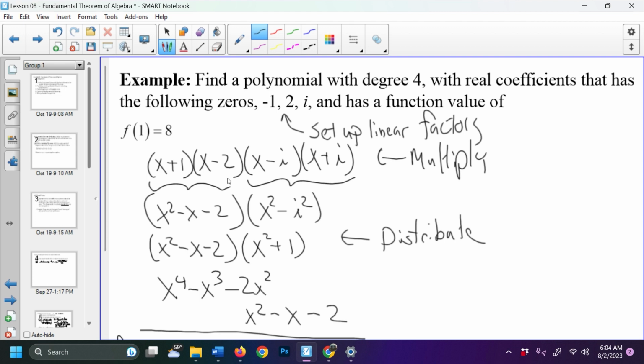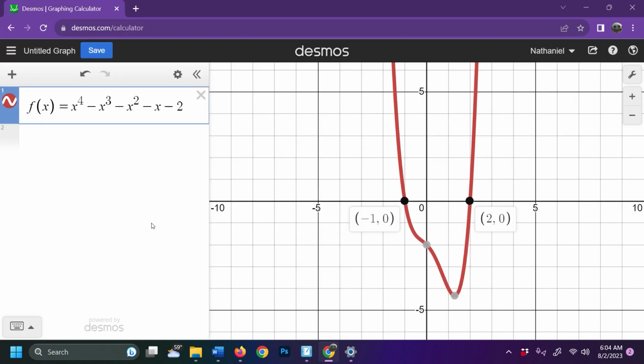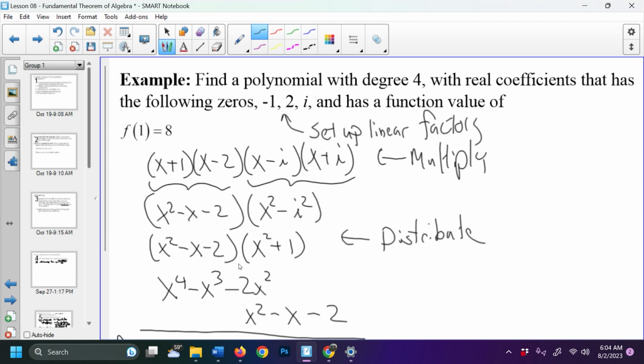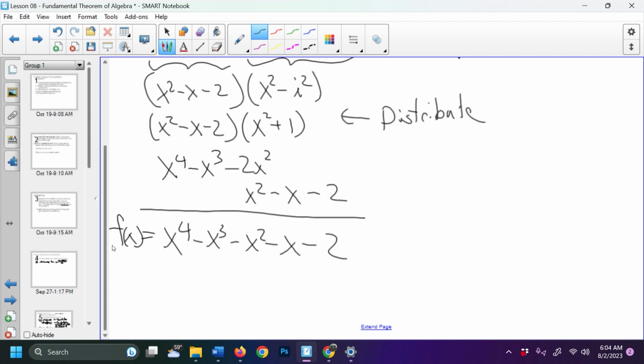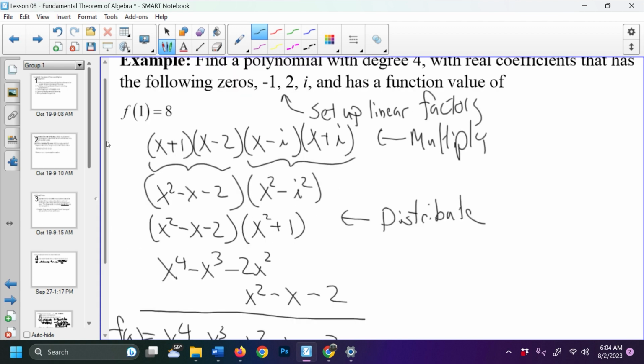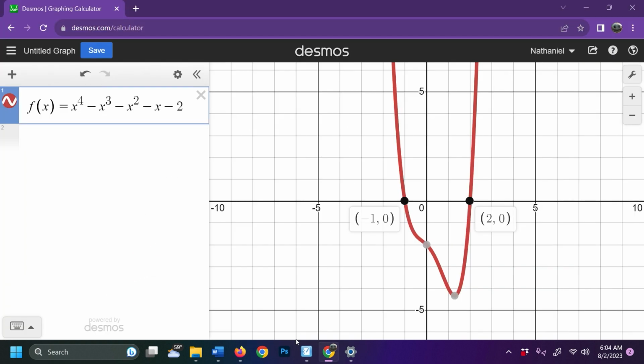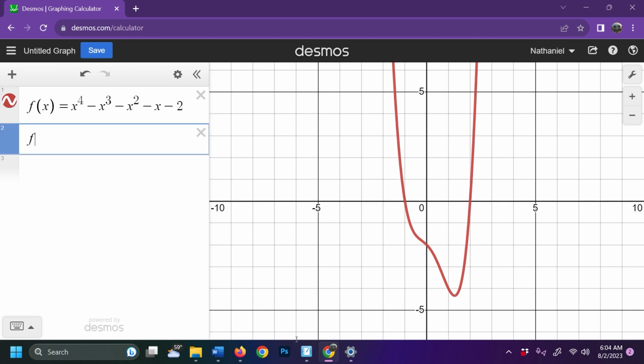And if we go over to Desmos and type that in, we see that it has the real zeros at x equals negative 1 and a 0 at x equals positive 2. And since it only crosses the x-axis at 2 places and is a 4th degree polynomial, we know that it has to have 2 imaginary zeros that are conjugates of each other, which is what we have right there. The only thing that we don't know yet is when I plug in 1, will I get 8 out? Well, let's go and check in Desmos. So if I go f of 1, I get negative 4.